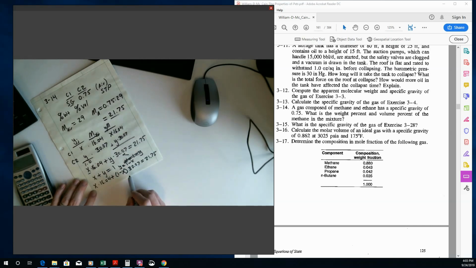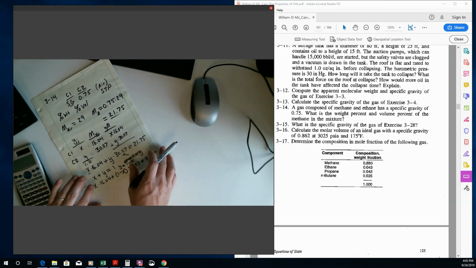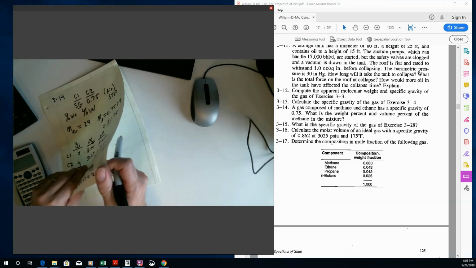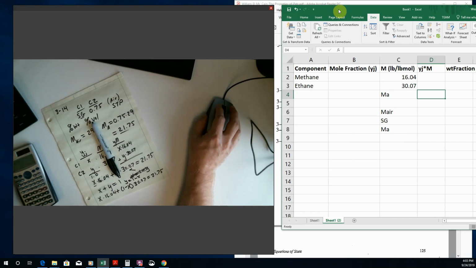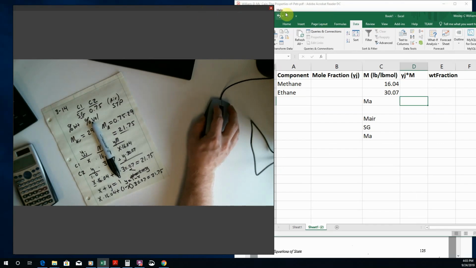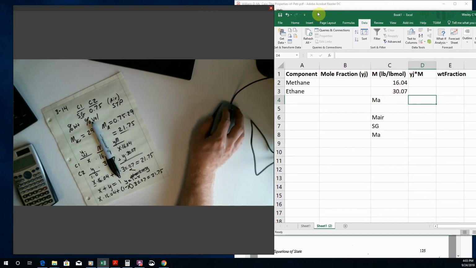But I want to show you another way you can solve this equation. Back to our spreadsheet. I'll come back to that in a minute. We had started a spreadsheet in one of the earlier problems. And here it is. Here are our components, methane and ethane, C1 and C2, if you will.